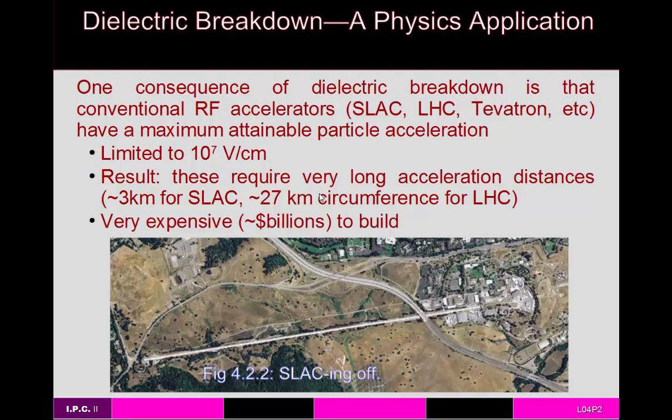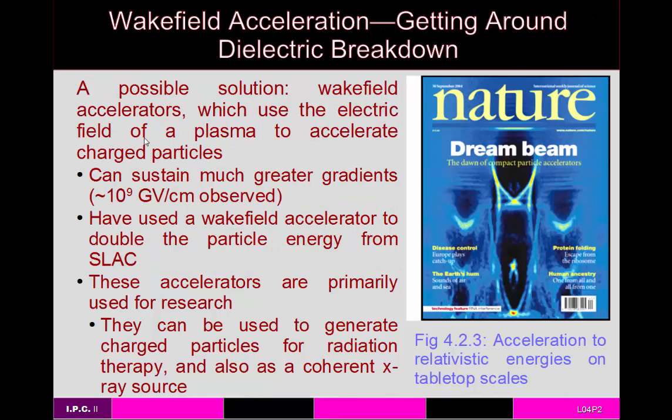For the LHC, the largest and most expensive right now, it's more of a circular path than a linear one, but you have a 27-kilometer circumference. And the LHC certainly cost billions of dollars to build. So all of this is caused by needing to stay safely below the dielectric breakdown limit for the materials used in constructing these devices.